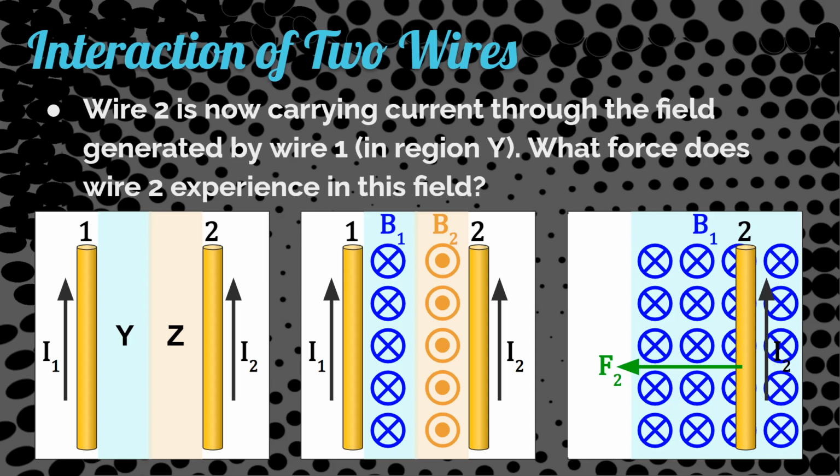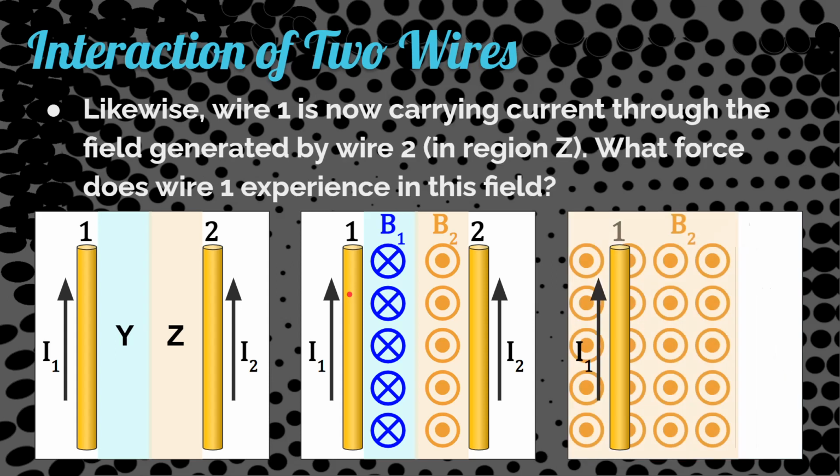All right, but that's only half of it. Wire 1 is also in a field, because wire 2 made this field that I had in orange. And that field is going to overlap wire 1. So let's look at wire 1 for a second. Wire 1 is in this field. Again, right-hand rule, keep a flat hand. Thumb is up.